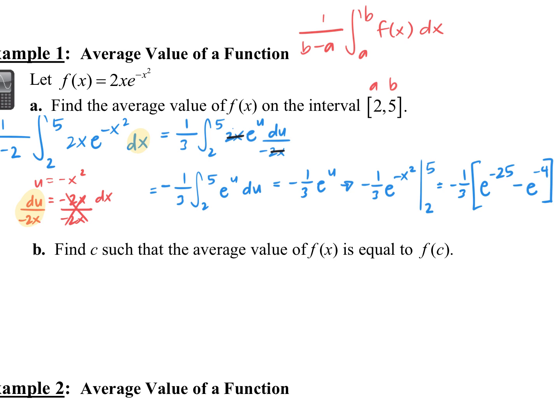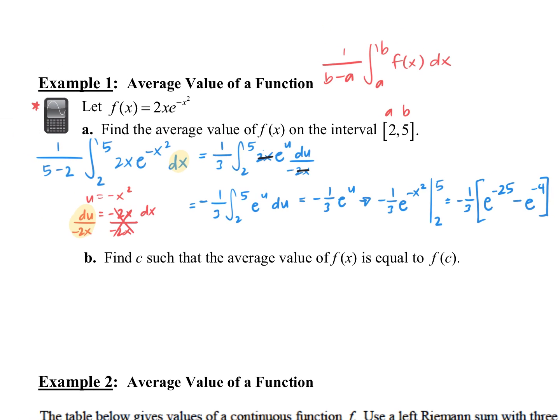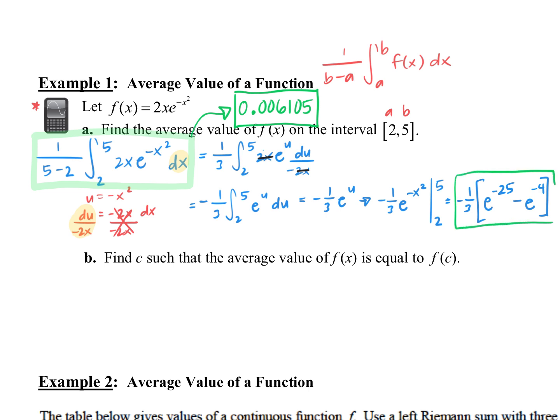However, I just wanted to do this to remind us about how to do u substitution because it's been a minute. And now what I would like you to do is plug this whole thing into the calculator, this 1 divided by 5 minus 2 of the integral from 2 to 5 of f of x. And when you do that, we should all approximately get 0.006105. Okay, so plug that in, double check that that's what you get for your answer, which should also equal what we got here in terms of e.